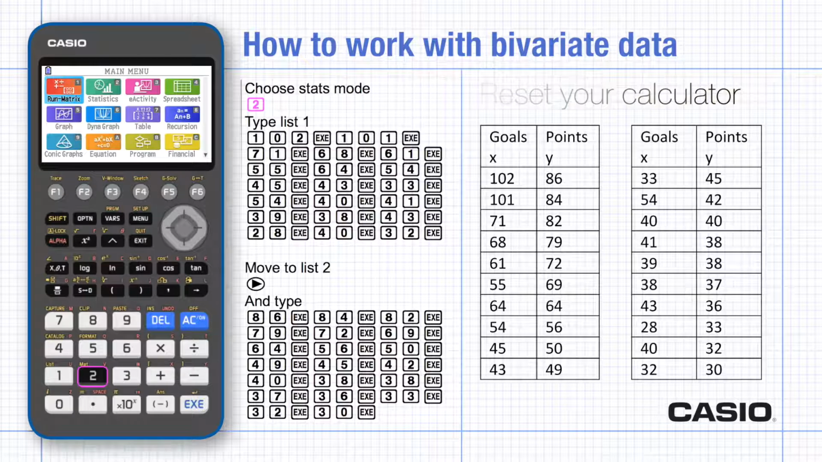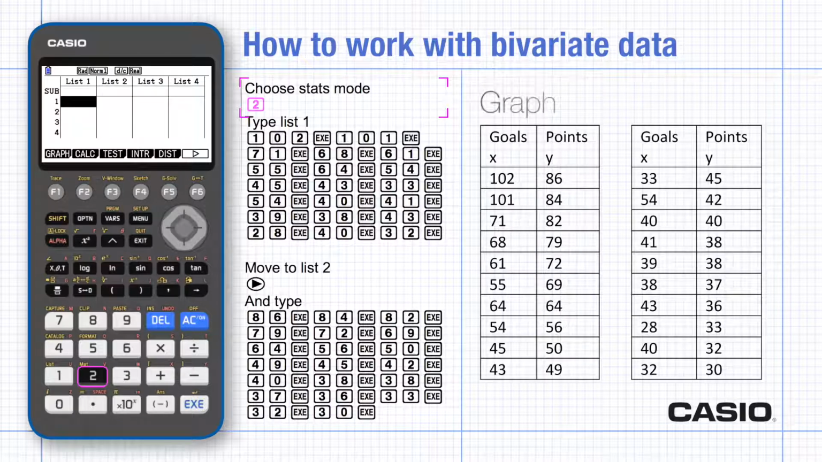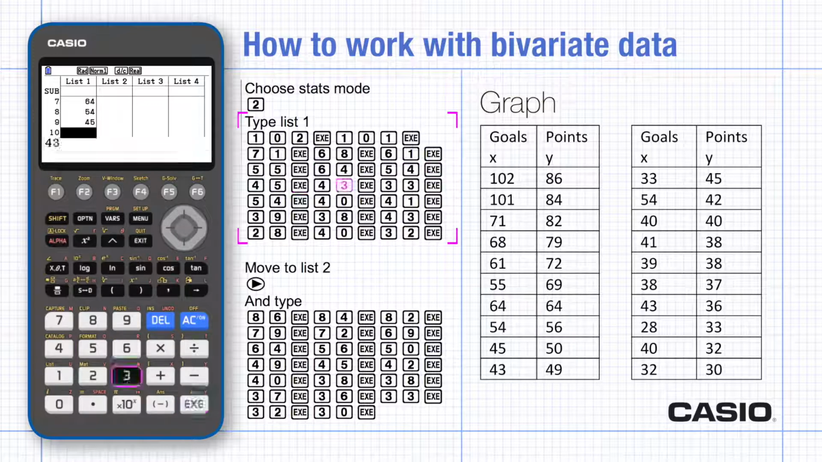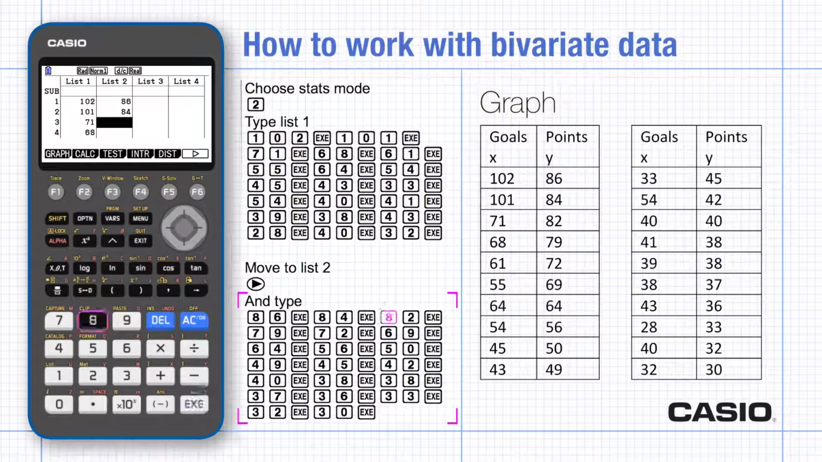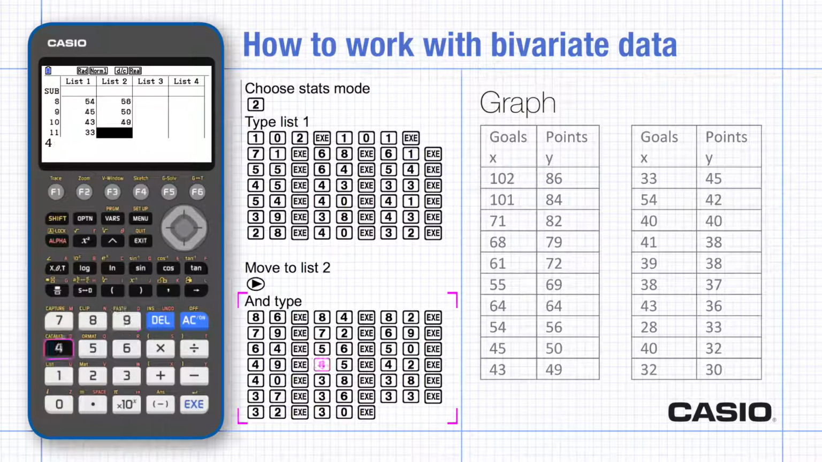To type the data into lists 1 and 2, choose Stats mode, type the X values first, pressing EXE between each number, and then when you've typed all the X values, move the cursor to the right. It jumps to the beginning of list 2, ready for the Y numbers. Make sure that the values pair up as you go.